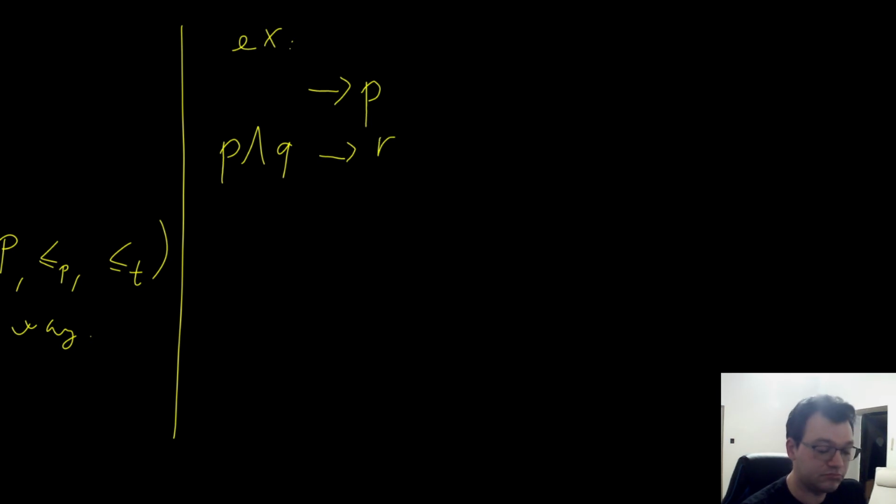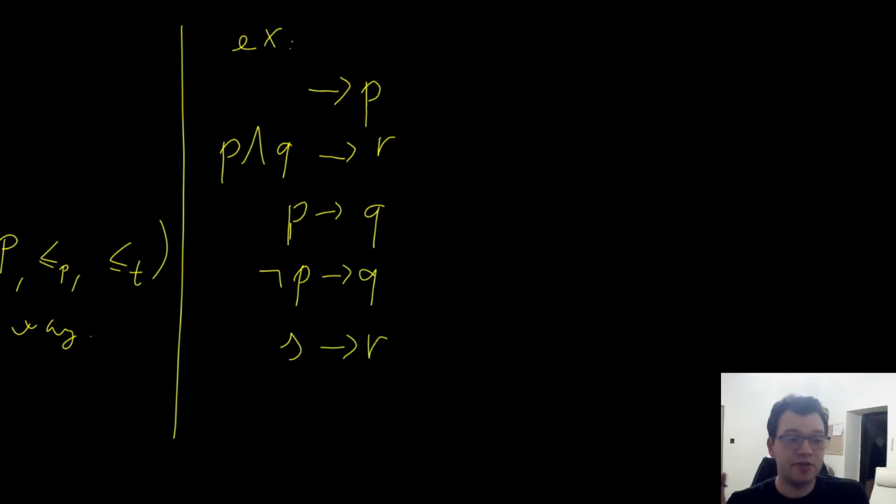to R. Why not? And I can also say that P implies Q, and I can also say that not P implies Q. And I can also say that, say, S implies R. Why not? So we have here 4 variables, P, Q, R, and S, and we have one single rule which has a negation. This guy has a negation there.